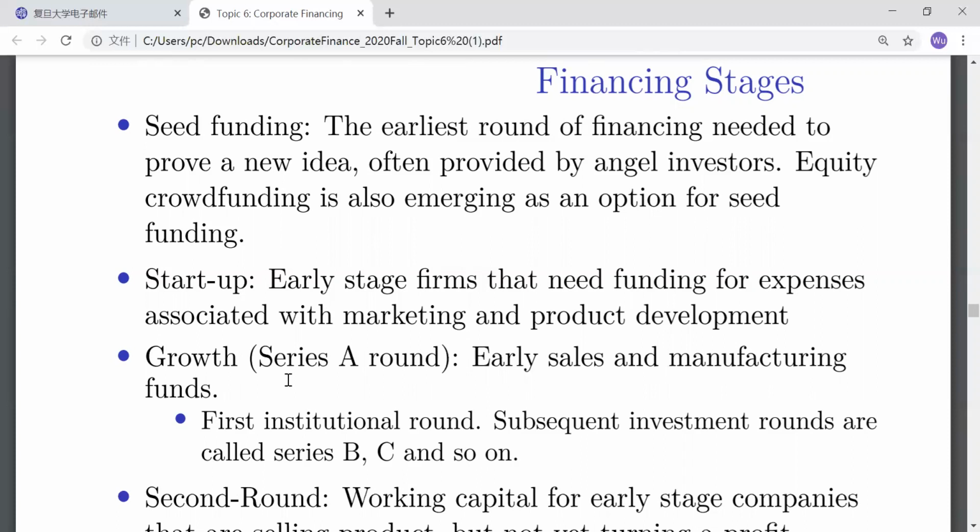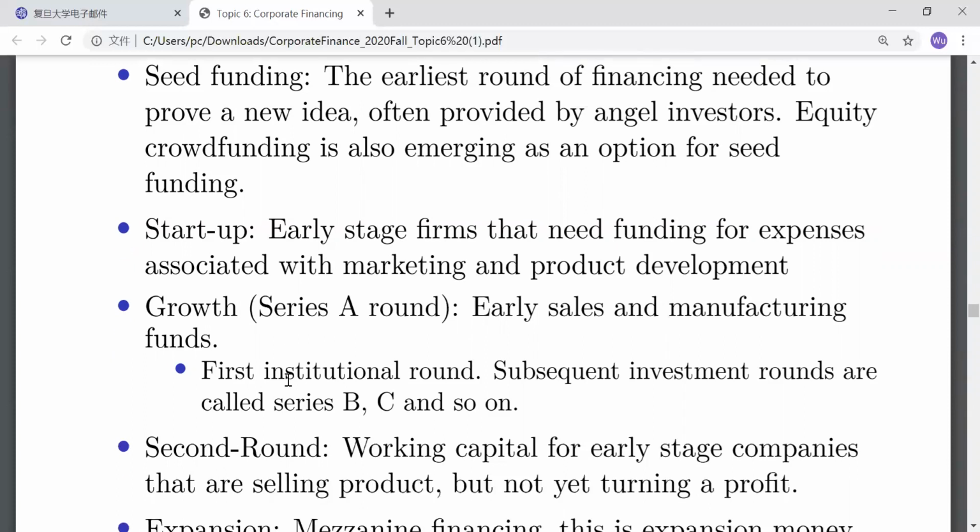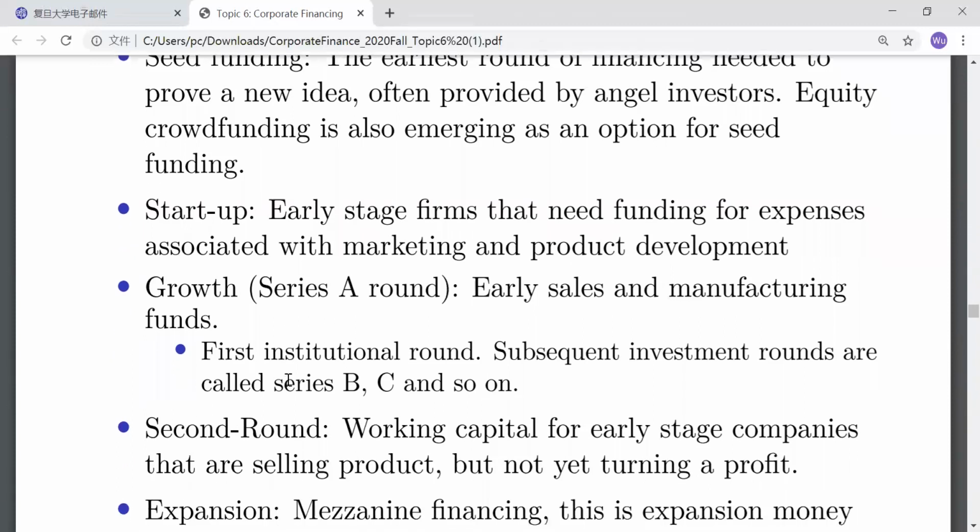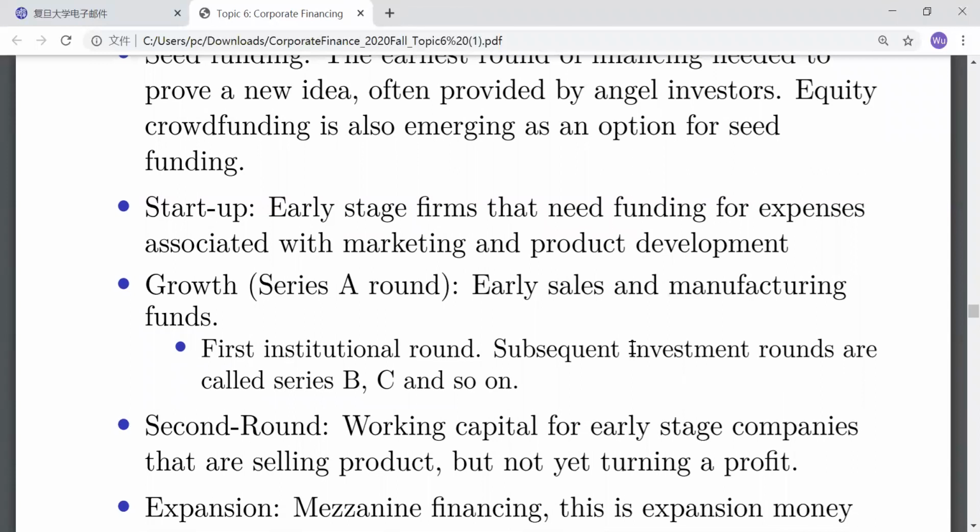Then startup round. Startup round is where the early stage firms need funding for expenses associated with marketing and product development. Right? And then we go to growth rounds. Growth round, it's like Series A rounds, right? So this is to raise financing for early sales and manufacturing funds, and it is also the first institutional round. And then subsequent investment rounds are called Series B, C, and so on.